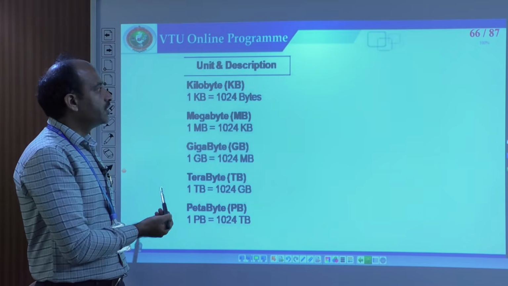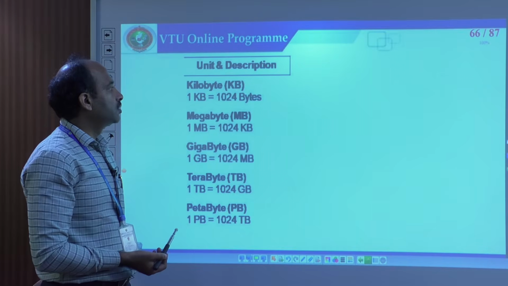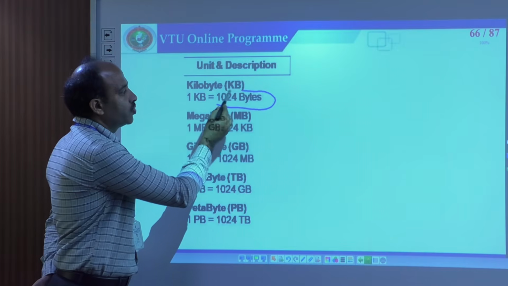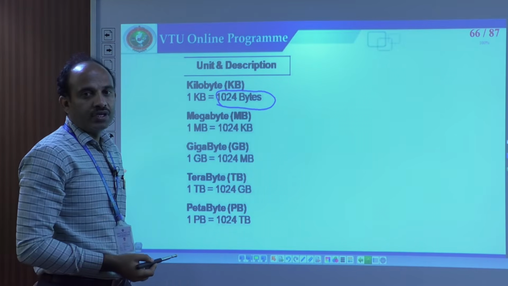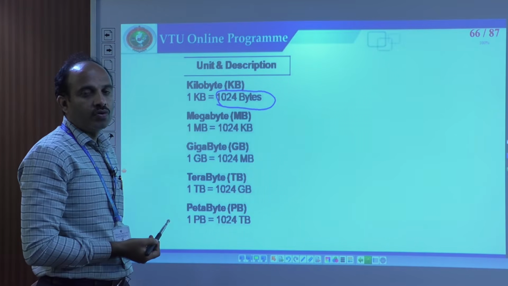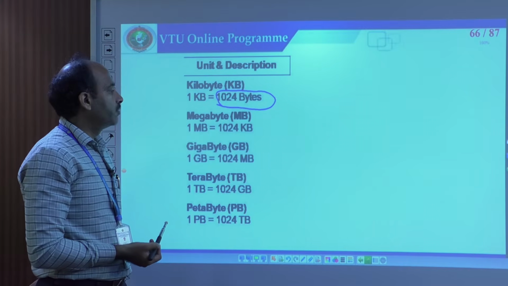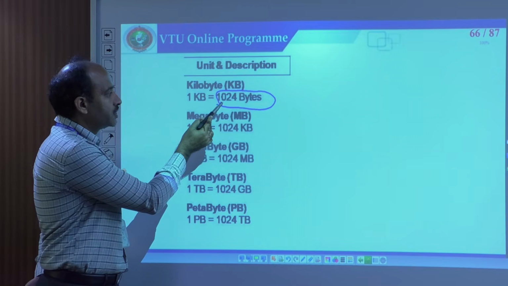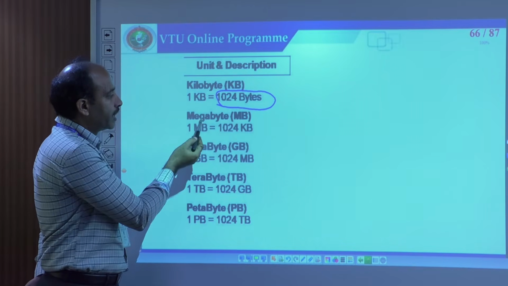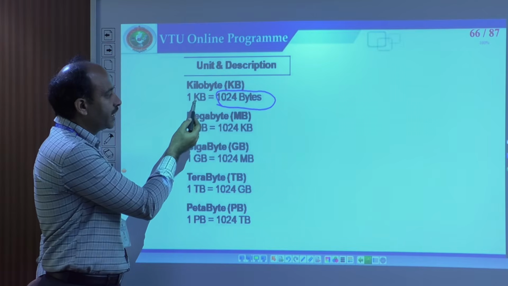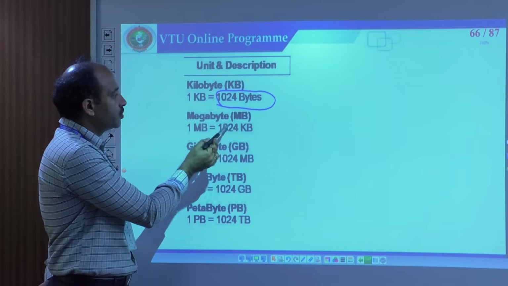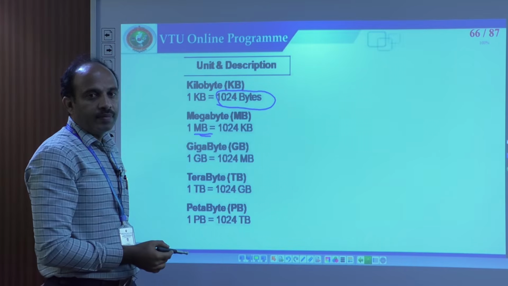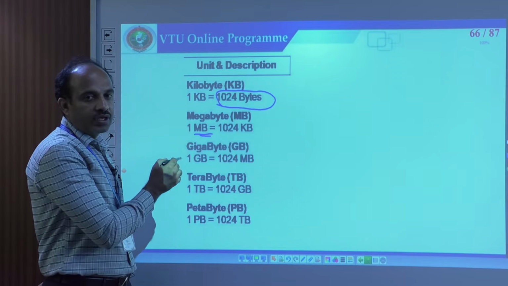Now some of the units will be measured, or 1 KB. 1 KB is nothing but 1024 bytes. Whenever we talk about megabyte, it's similar: 1024 KB. The previous term is kilobyte, K meaning thousands, so 1024 KBs is equal to 1 MB.